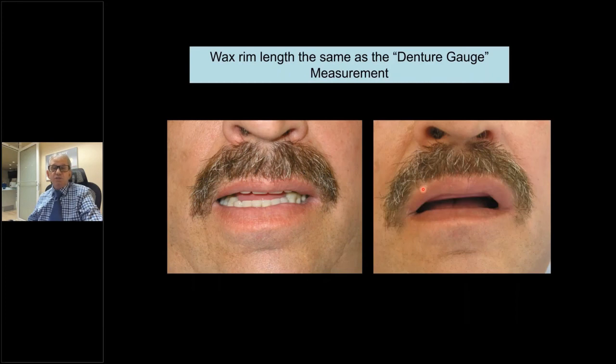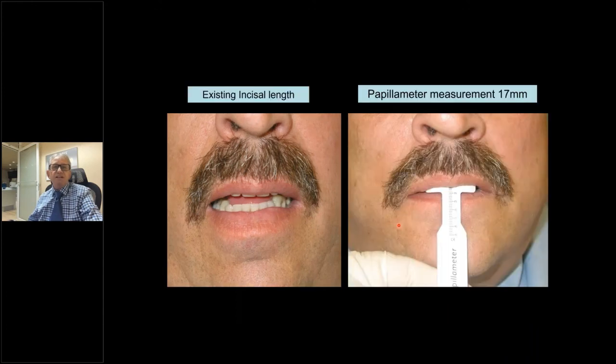We make the occlusal rim, send it back to you, and I want you to look. It's exactly what you asked for, and you're not going to have to touch it. I mean, that is just totally incredible, and you're going to really enjoy doing removals again. All right, so now let's look at the papillometer. We measure the papillometer. Look at this, 17 millimeters.